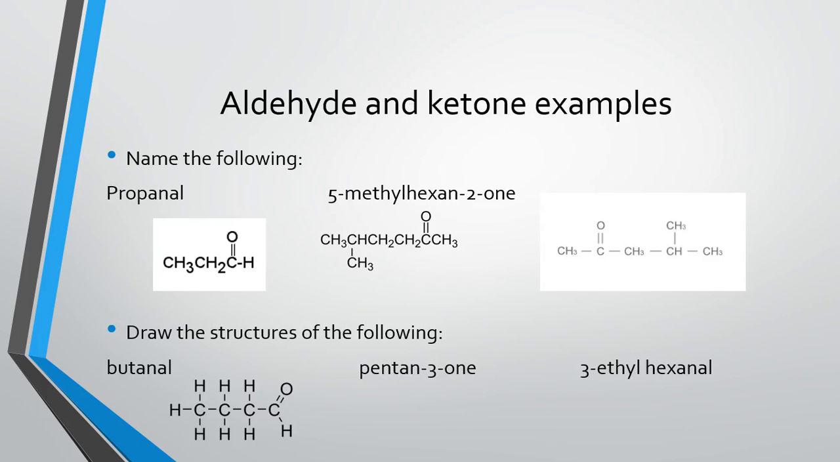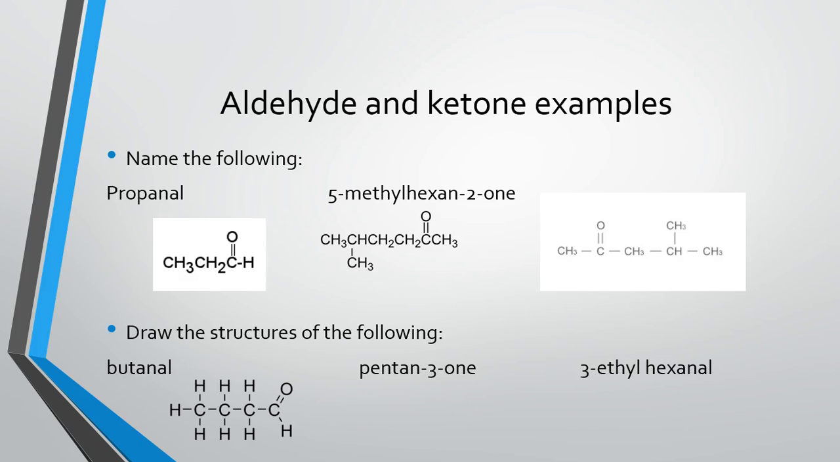Okay, so I have a couple of these done for you just so you can see. So propanal, I know I need a 3-carbon chain, and I have to put the carbonyl on one end, doesn't matter which. 5-methylhexane 2-one is what I would call this. Okay, so this is an example of a ketone because the carbonyl group is not on the end. I want to give that the lowest number possible, so I'm going to start numbering from the right.